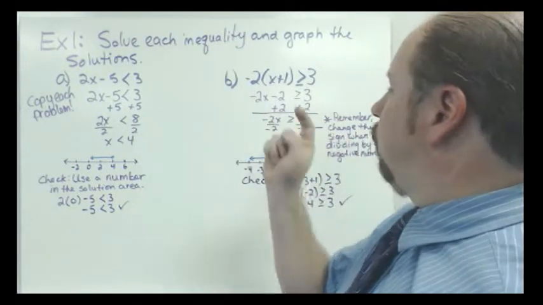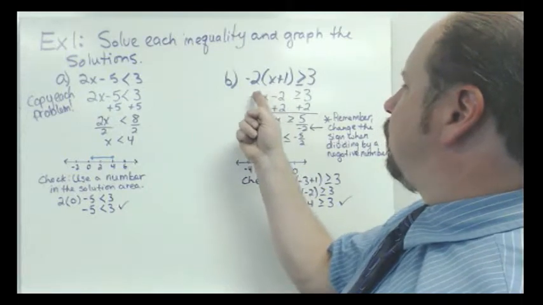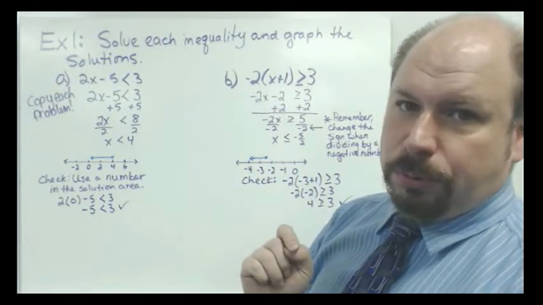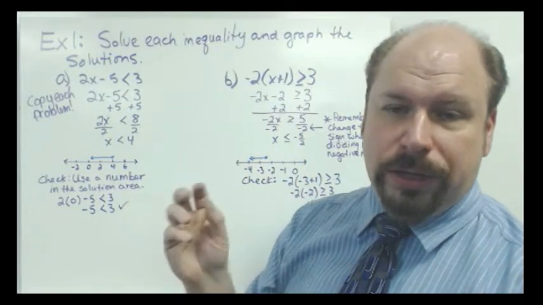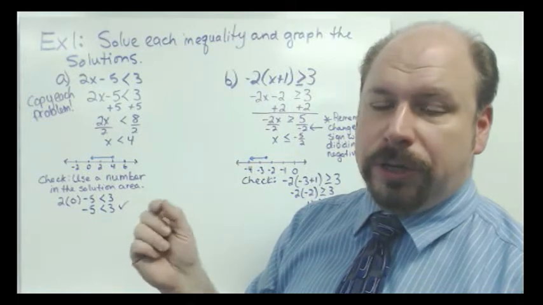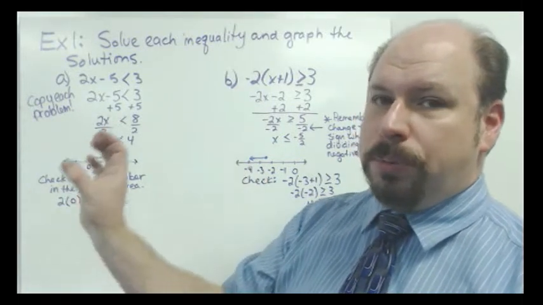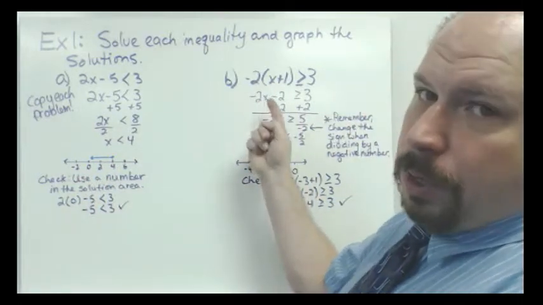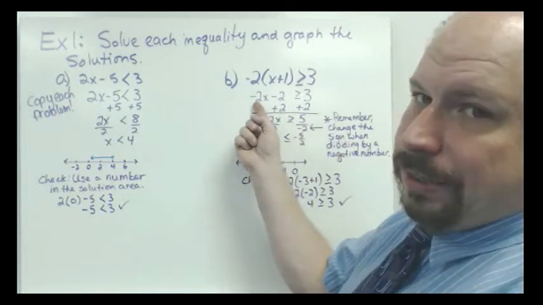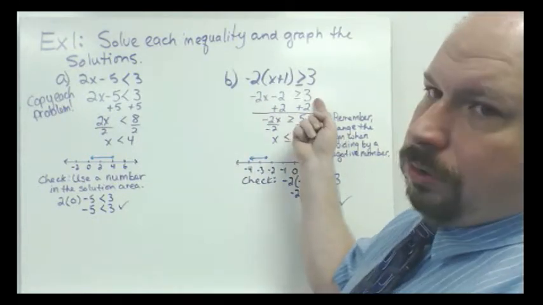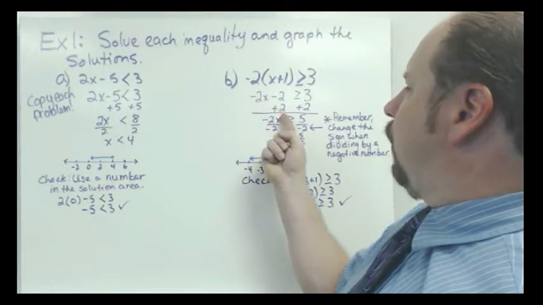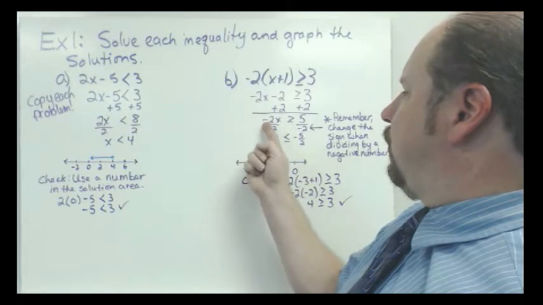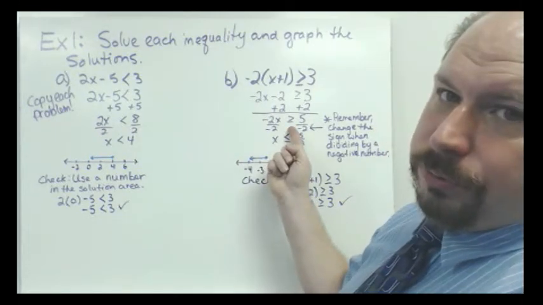Okay, for B, negative 2 times the quantity x plus 1 is greater than or equal to 3. So the first thing we have to do here is use that distributive property. So we're going to just work with the properties and simplify the expression on the left, and then we will solve. So using distributive property, we have negative 2x minus 2 is greater than or equal to 3. So if we do the inverse operation, add 2 to both sides, we get negative 2x is greater than or equal to 5.